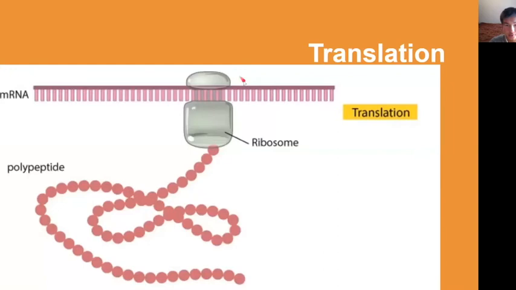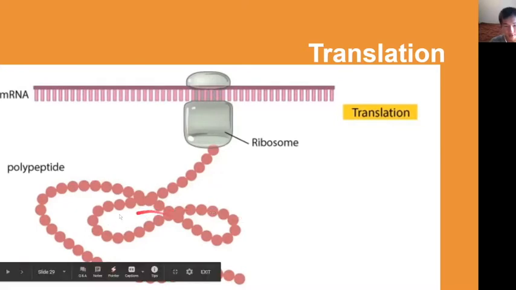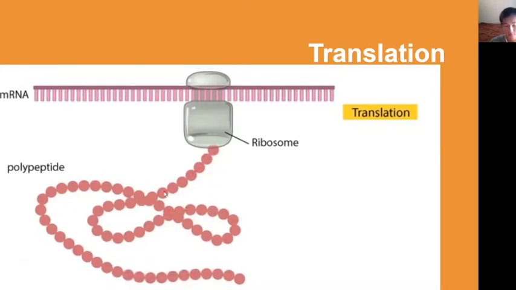And finally, we go to the second step, translation. Here is where we take the mRNA from our last step, put it in, take our ribosome, put it on top, and we begin to read it. Just like that. And polypeptide, don't worry, is a fancy word for protein. This is making the amino acid sequence, right? Each one is an amino acid.